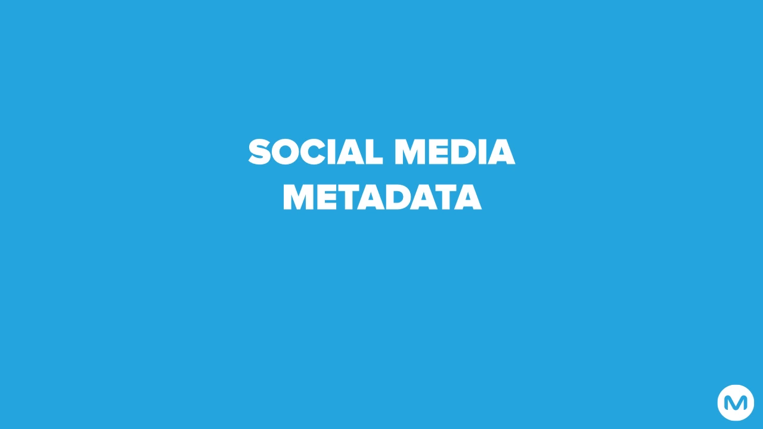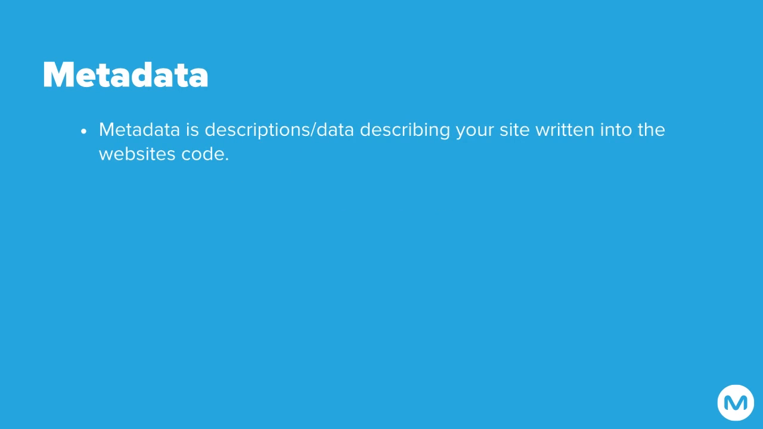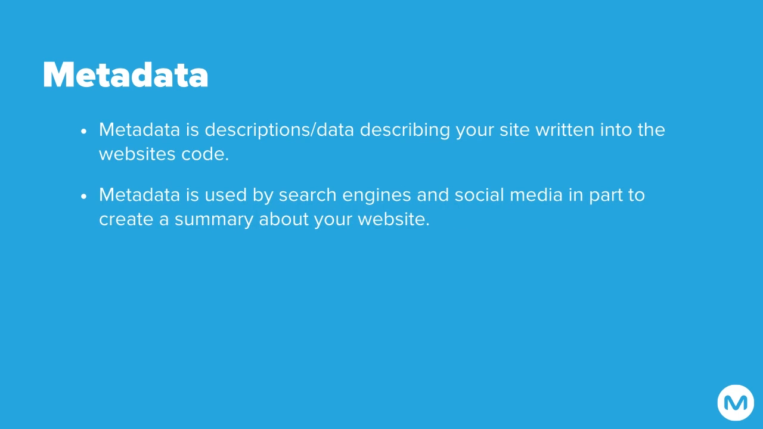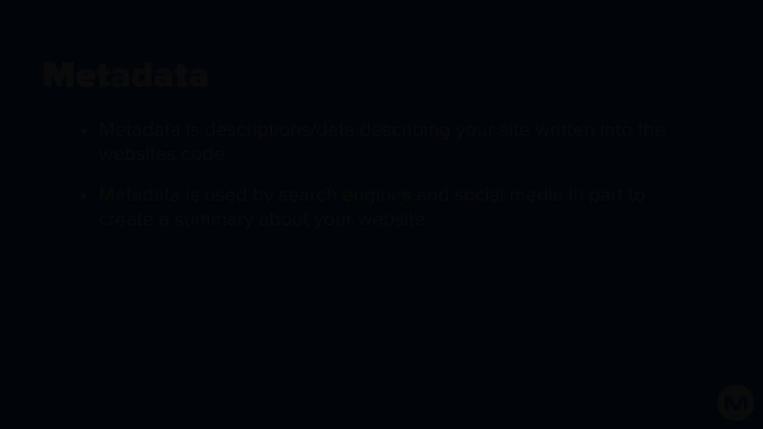Hi, this is Dan from 123 Muse, and in this video we're going to show you the social media metadata widget that is part of this month's downloads. Metadata is descriptions or data about your site that is written into your website's code. This is then used by search engines and social media to create a summary of your website.